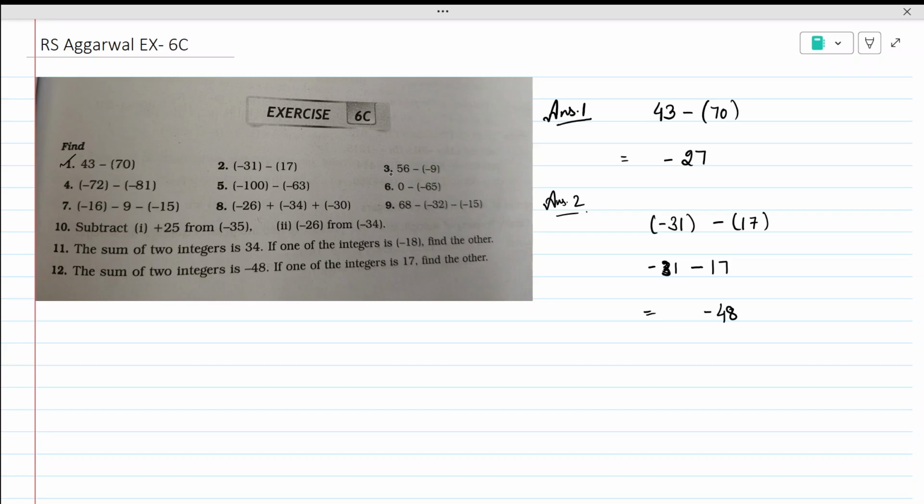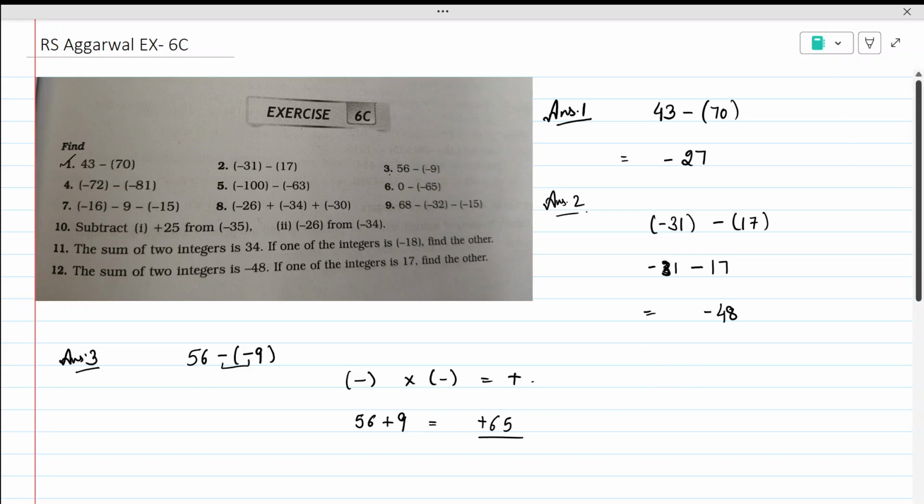Similarly, if we go to the third question, it is 56 minus minus 9, and we have covered this rule as well, right? If you say 56 minus minus 9, then minus multiplied by minus will give us plus. So that means this minus and this minus are in multiplication with each other. So it will become 56 plus 9, that is 65, which is a positive number because both the numbers are in plus sign now, right? So I hope you remember the rules which we have done for multiplication. I'm covering them again here.